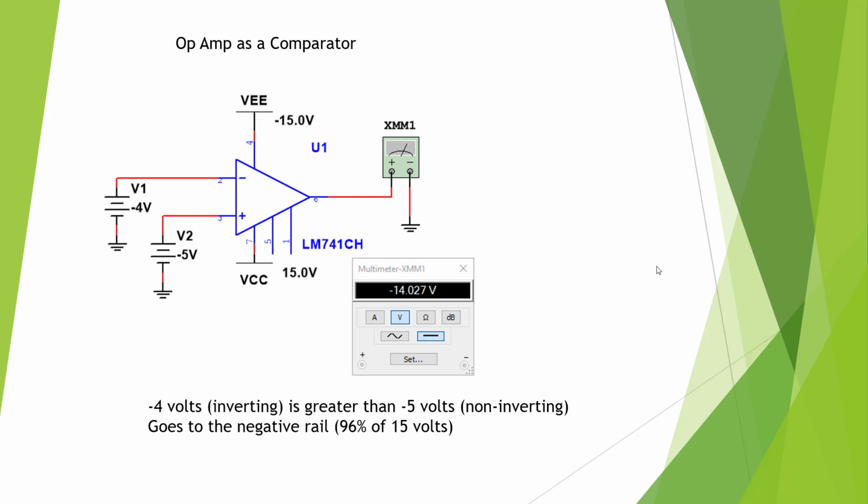Here we have a little tricky comparator where we are putting in minus voltages. Well, on the number line, -5 is lower than -4, so -4 is greater, so we're going to drive this to the minus rail, which at -14 volts is close to the -15.